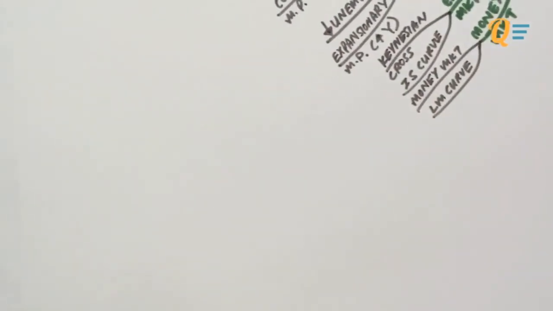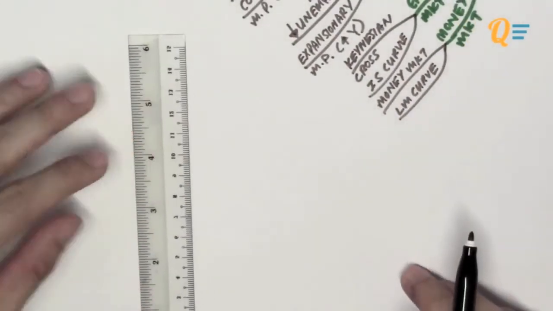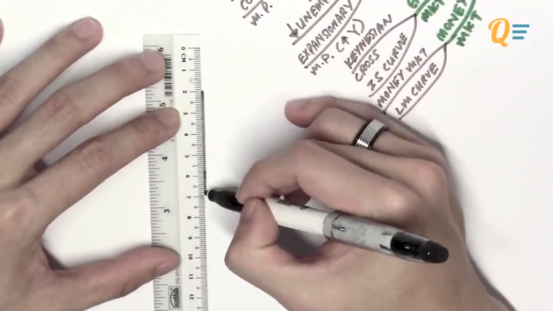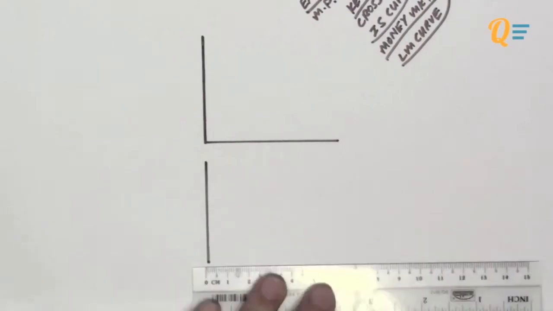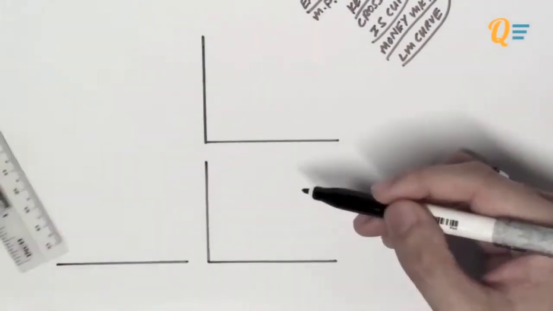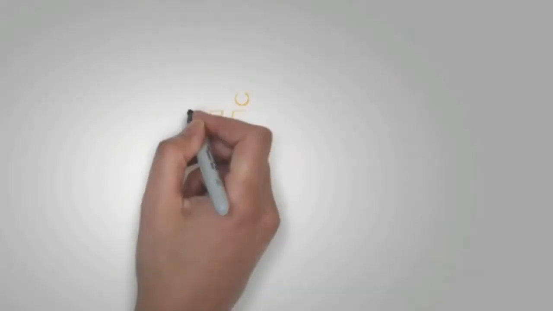Okay, so let's take a look at the diagrams, and what I'm going to do here is set up my initial equilibrium. You're going to notice that there's going to be an ISLM model, and on top of it is going to be my Keynesian cross diagram, and on the left side, that's my money market model.